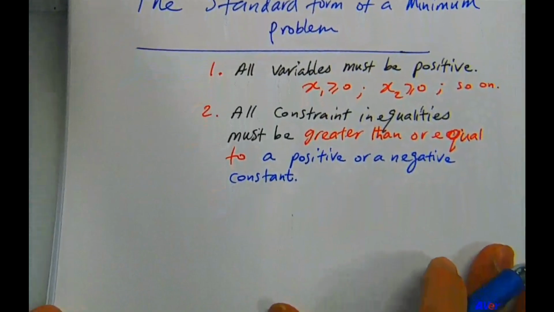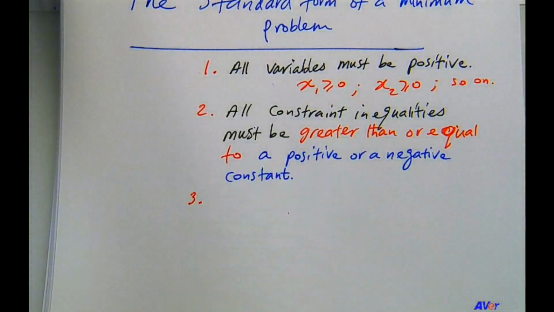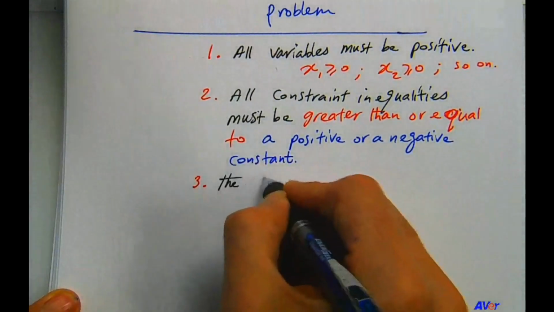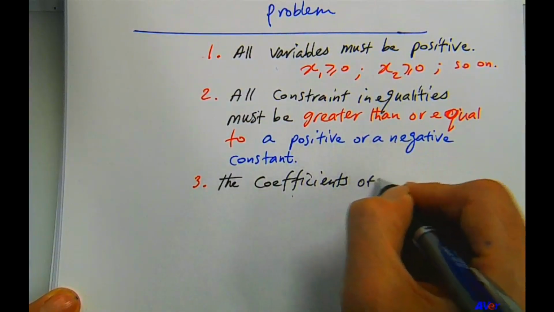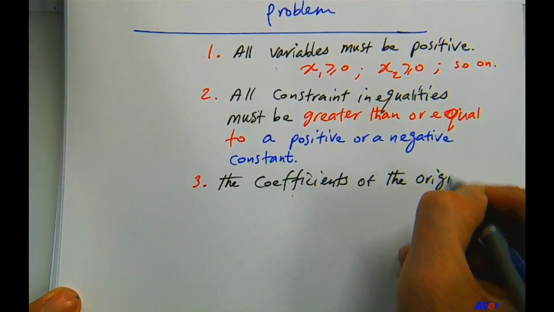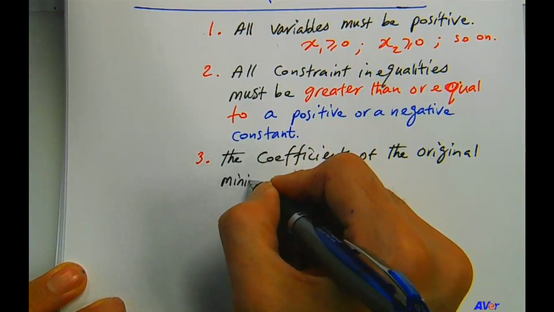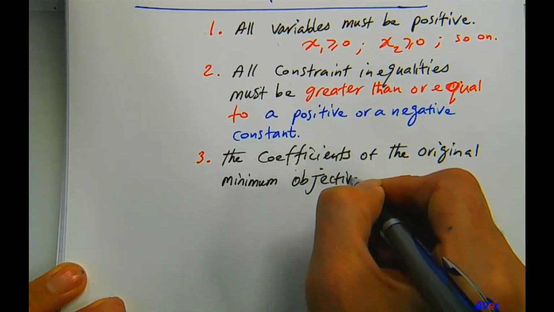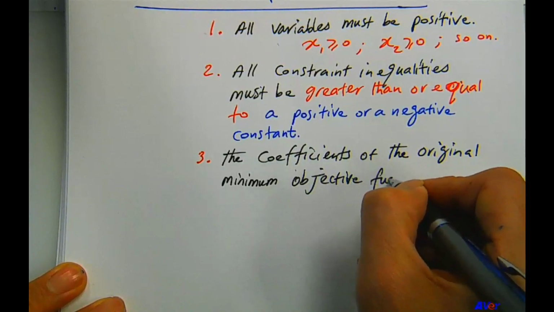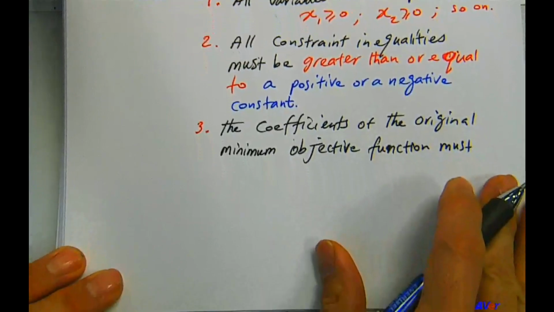There's a third and last condition for standard minimum problems, which is, again, very different than for the maximum problems. The coefficients of the original minimum problem's objective function must be positive.